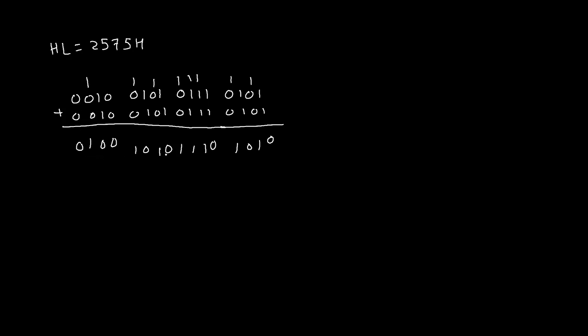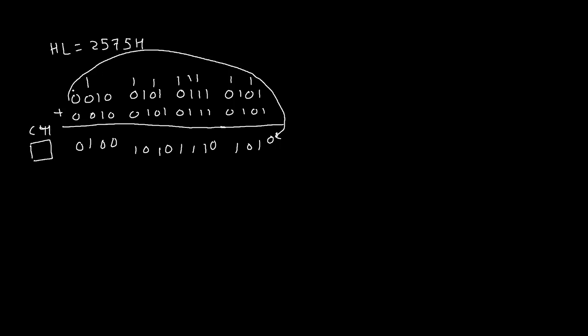So we successfully shifted every bit towards the left. This 1 has been shifted towards the left, 0 has been shifted towards the left, 1 has been shifted towards the left, and this 0 has been shifted towards the last bit position. So when carry is not generated, this method will work properly.